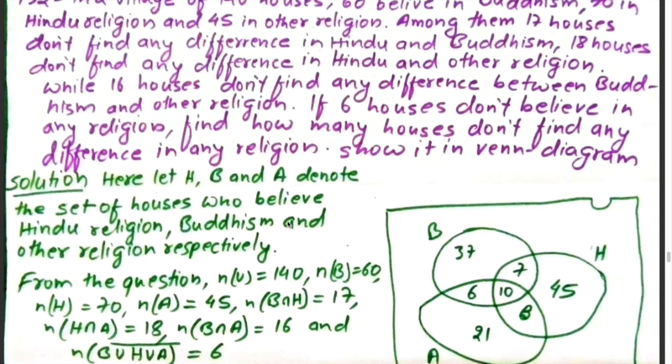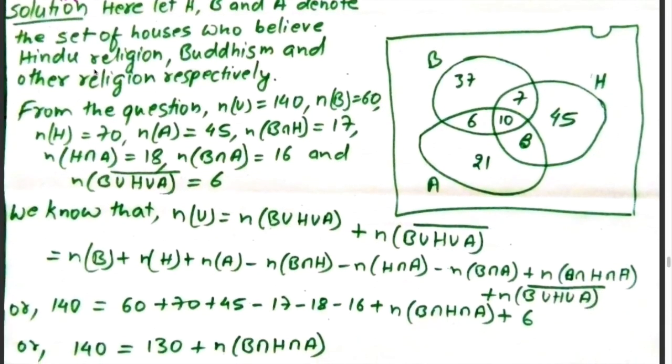So in the Venn diagram, here is the solution. Let H, B and A denote the sets of houses who believe in Hindu religion, Buddhist religion and other religion respectively. From the question, n(U) equals 140, n(B) equals 60, n(H) equals 70 and n(A) equals 45, n(B intersection H) equals 17, n(H intersection A) equals 18, n(B intersection A) equals 16, and n((B union H union A) complement) equals 6. We know that we have a formula, and this shall also be provided here in the Venn diagram.